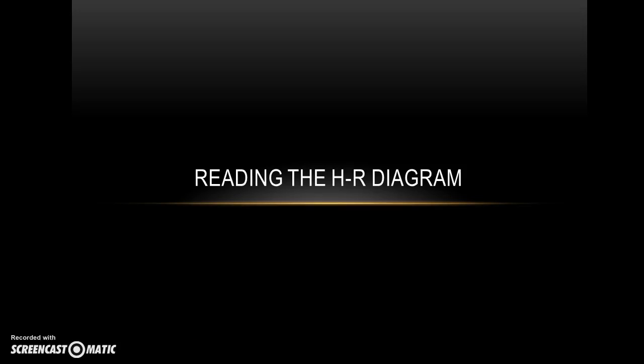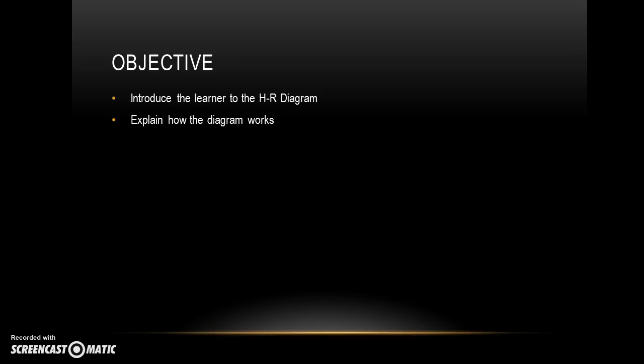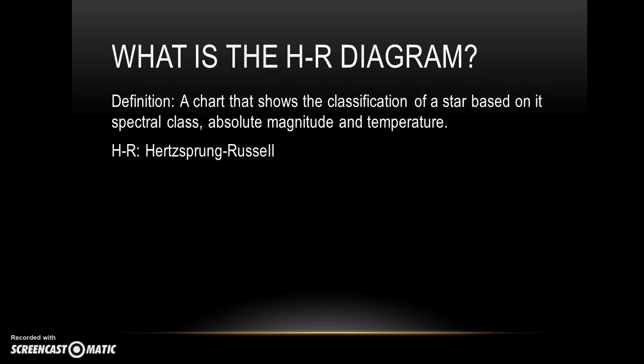Today's lesson is over reading the HR diagram. The objective is to introduce the learner to the diagram and explain how the diagram works. HR stands for the Hertzsprung-Russell, and the diagram is a chart that's going to show the stars based on their spectral class, their absolute magnitude and temperature.